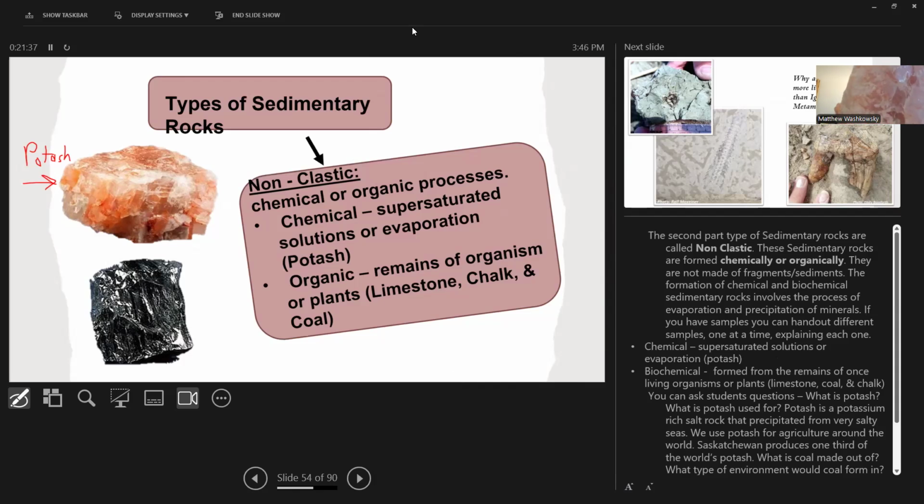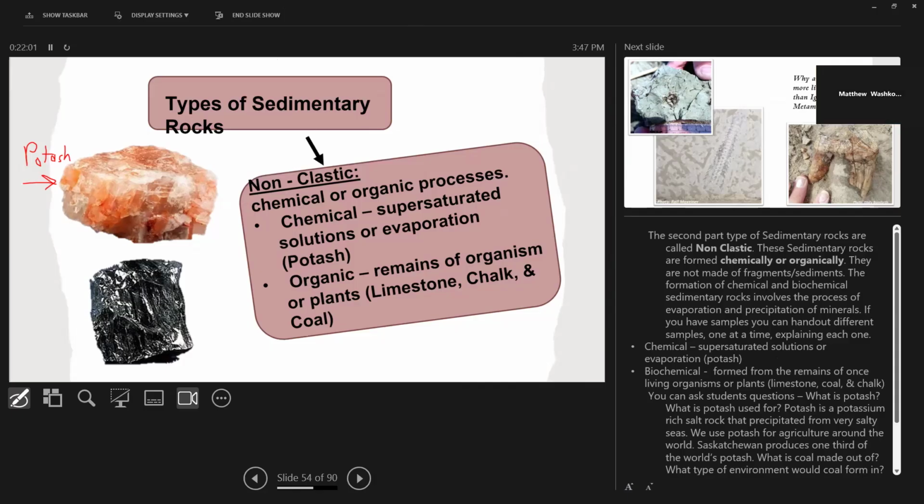Now you can see even on the camera here, tons of large, coarse things put together. Now, if you've ever licked potash, salty. Oh, I don't even have my water bottle in here.